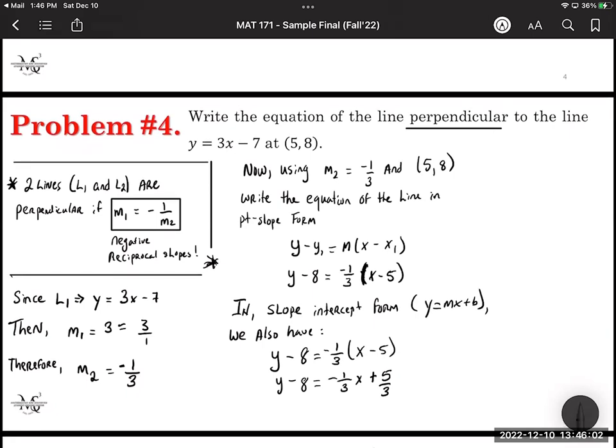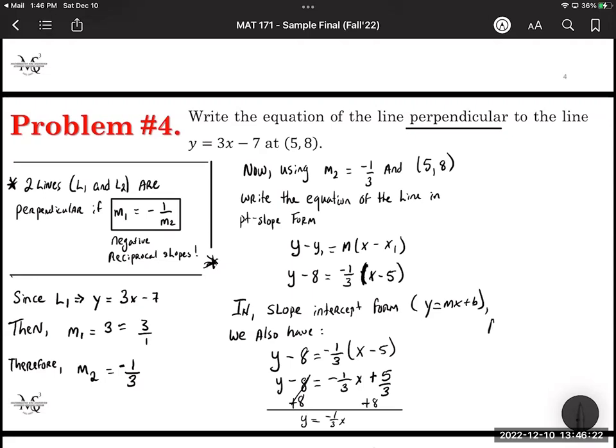Okay. Now, one last step here to get y by itself is to add 8 on both sides. So the 8s would cancel. This will leave me with y equals negative 1/3 x, and then I have to do 5/3 plus 8.